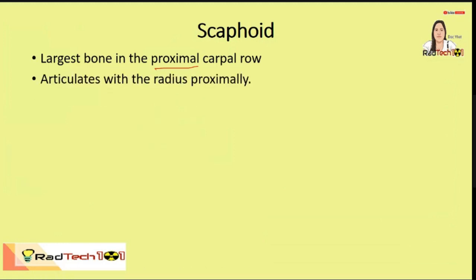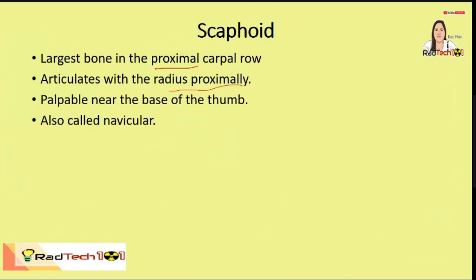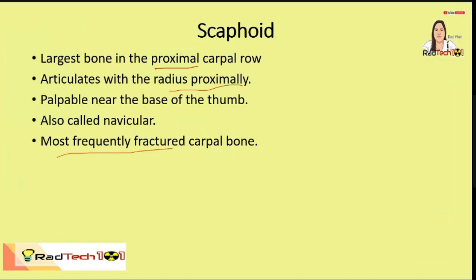So this articulates with the radius proximally. So this is attached to the radius. It can be palpated near the base of the thumb. So malapit siya sa base ng thumb. So pwede mo siyang mapalpate. So other term as I mentioned is navicular. And scaphoid is the most frequently fractured carpal bone. Okay, so ilang beses na rin itong lumabas sa board exam. What is the most frequently fractured carpal bone? So it is this scaphoid.